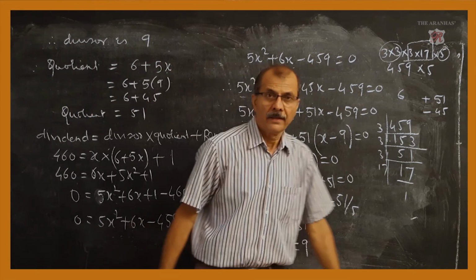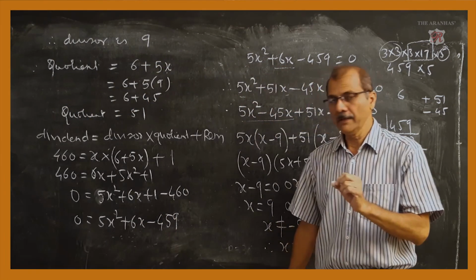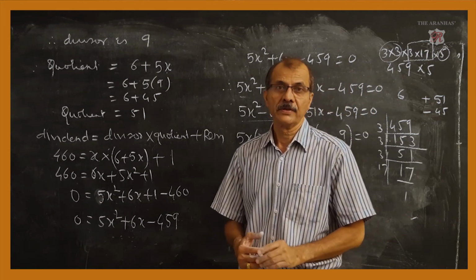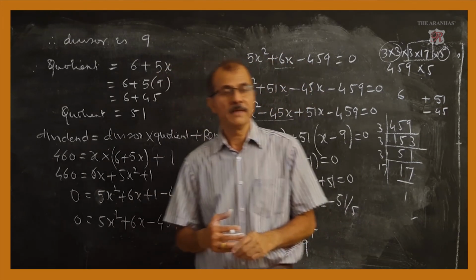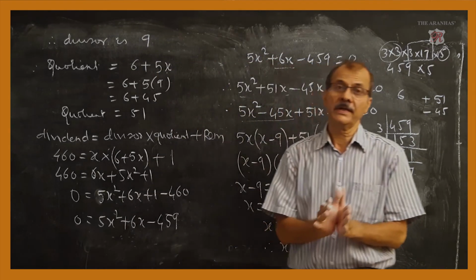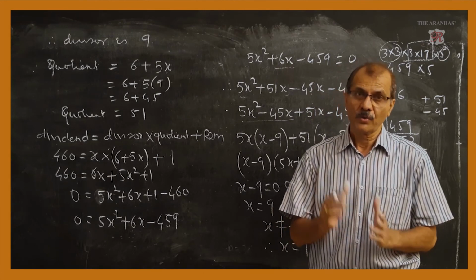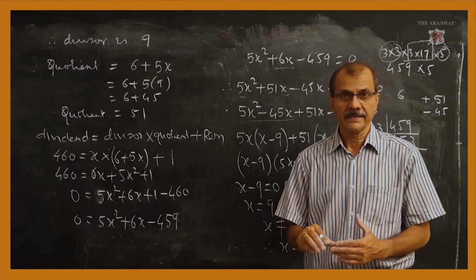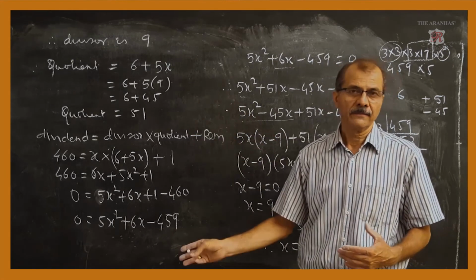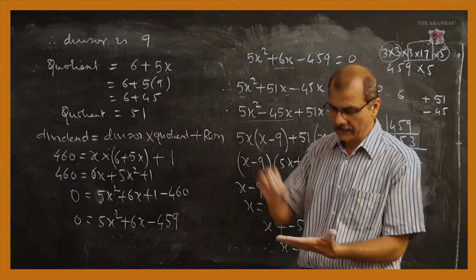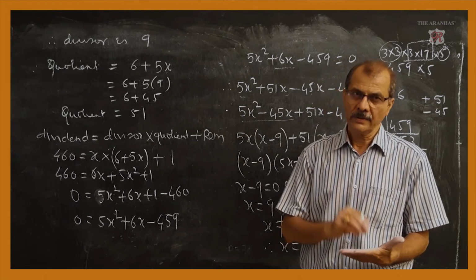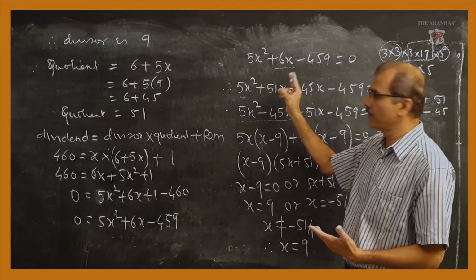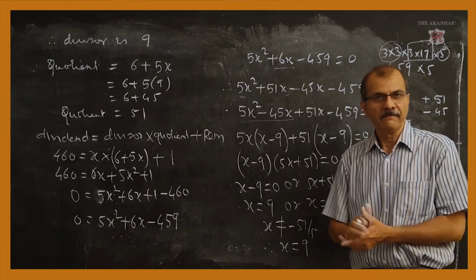So here, just remember that we have made use of the formula dividend is equal to divisor into quotient plus remainder. I have assumed here divisor as x. Why? Because quotient has been expressed in terms of divisor. That is why I took divisor as x. And then once you get the divisor and quotient, you have dividend which is given to you and also remainder. So using that formula, you get the quadratic equation, and then further you know how to solve by factorization method.